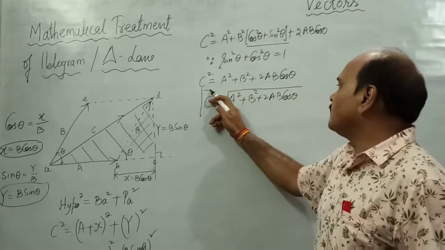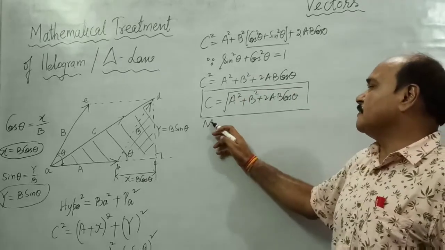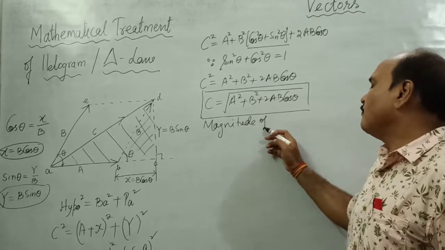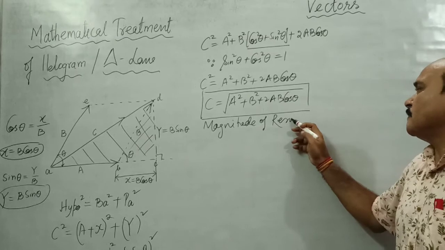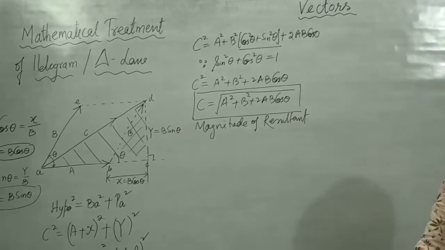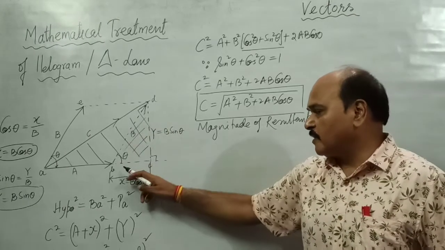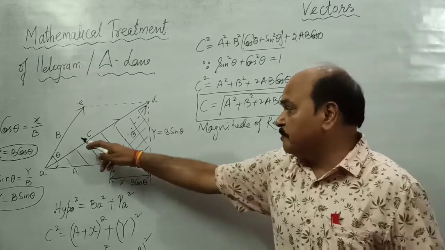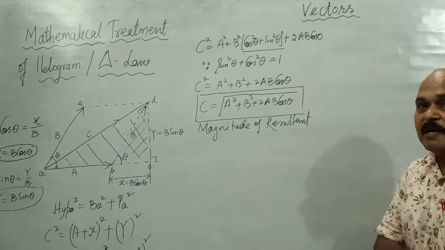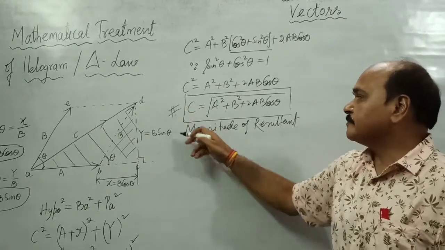This C is nothing but the resultant. This is the magnitude of resultant, or magnitude of vector sum. So this is all very simple. From this right angle triangle we find out the base and perpendicular, and from this big right angle triangle we find out this hypotenuse. And the length of the hypotenuse is nothing but magnitude of vector sum.